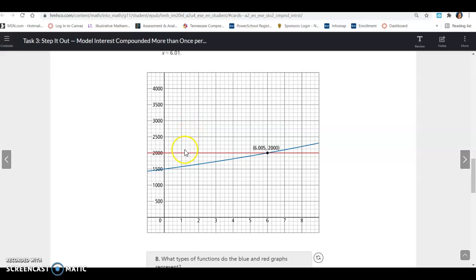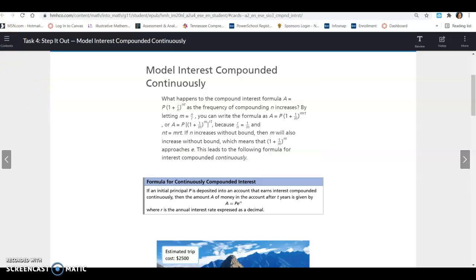So you can see where they intersect. The x value is your answer here. All right, that's all for task 3. If you have any questions, let me know.